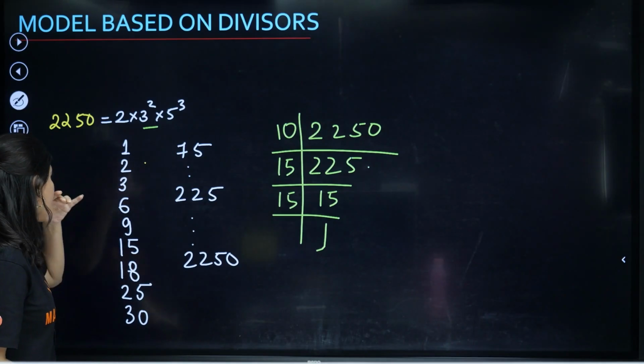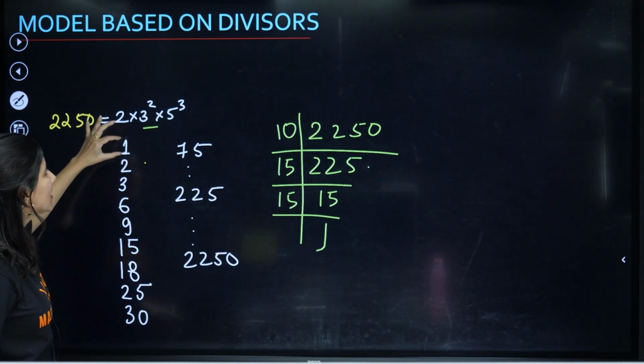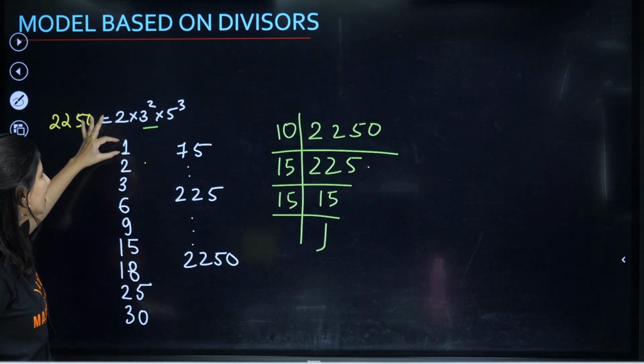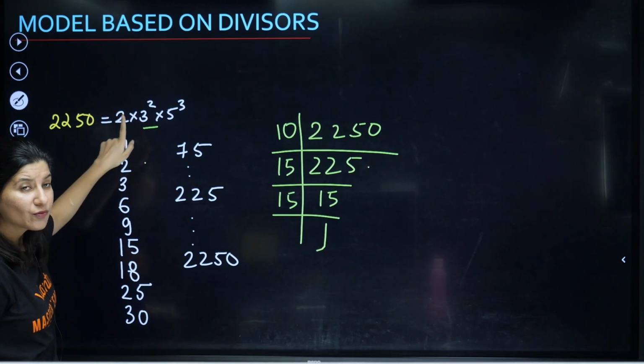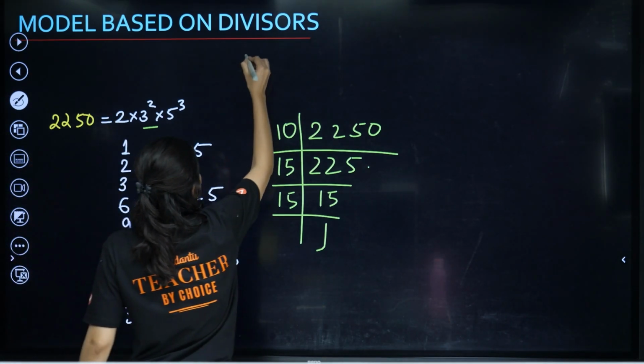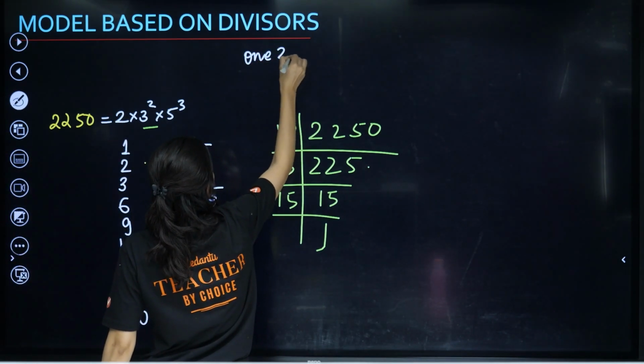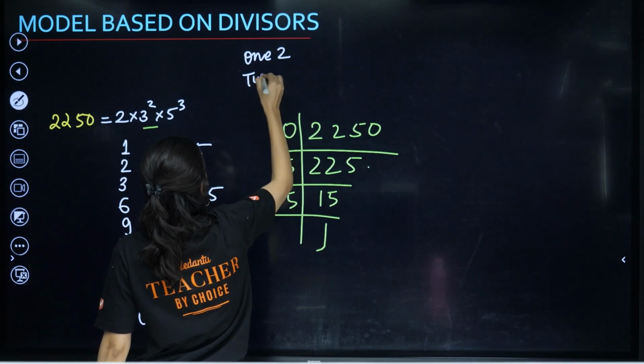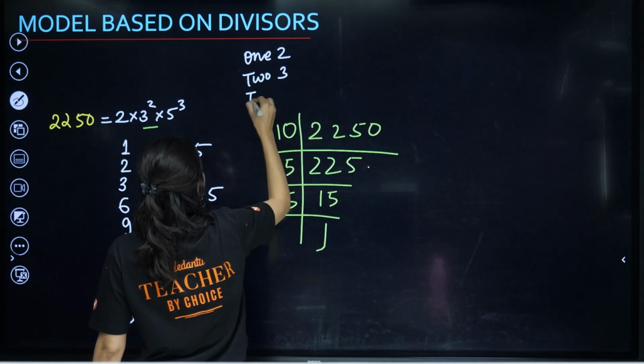So 1 is a divisor. 1 means that you are having 1, 2. You are having 2, 3. You are having 3, 5.